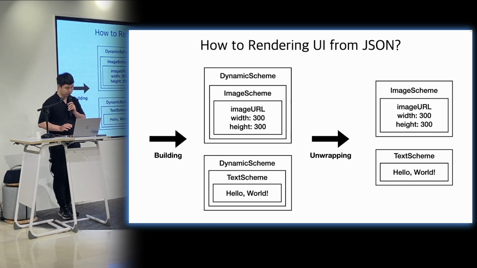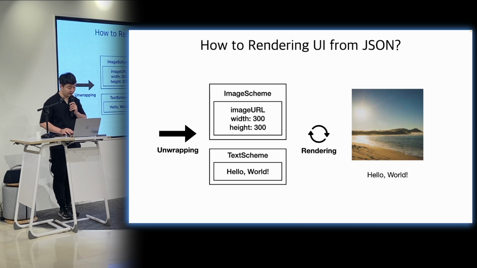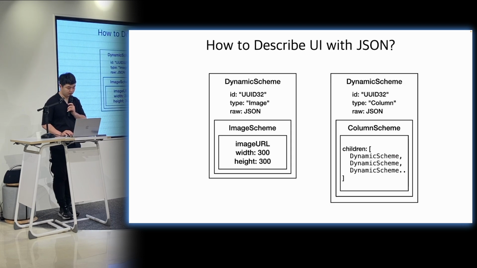And then to render this type into UI, the client has to unwrap it. It's easy to unwrap because there is type information in this struct. And after unwrapping this type, the client can now render it as UI, like this image with hello world text.